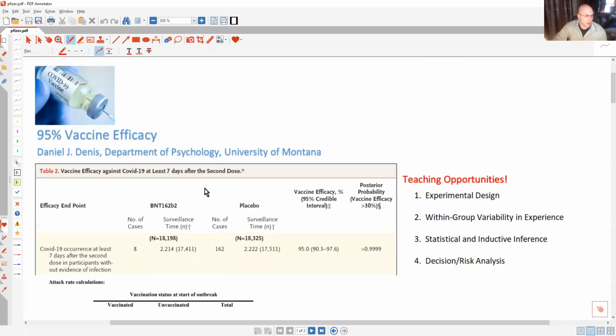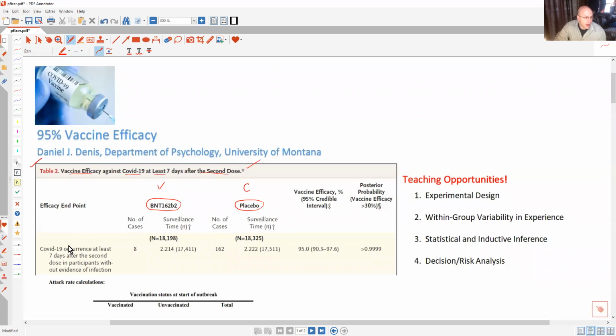So the first thing to look at here is this particular table, which is vaccine efficacy against COVID-19 at least 7 days after the second dose. So this was a 2-dose vaccine. This was an experimental study. This was the group receiving the vaccine. So there's your treatment group, and this was the placebo group. Now the placebo group received something like a sugar pill or a fake pill. So you can call that the control group over here.